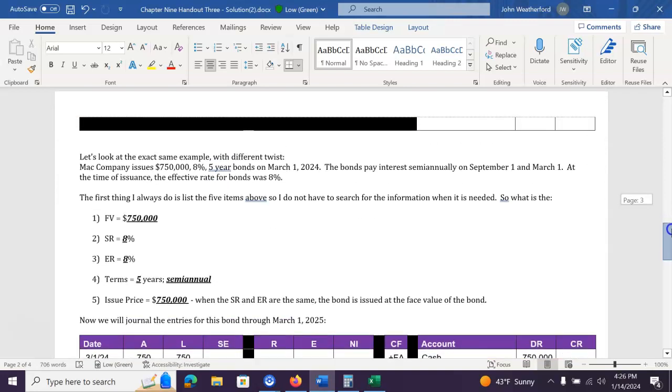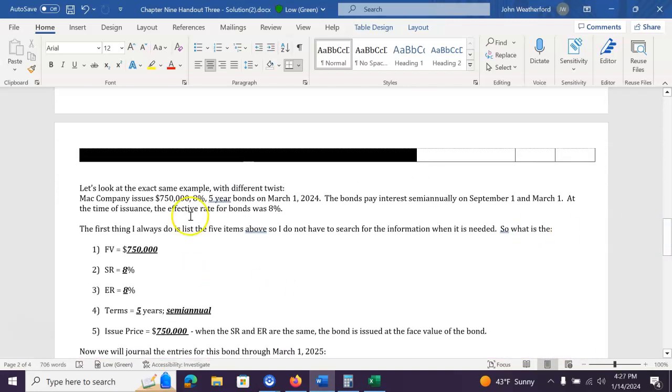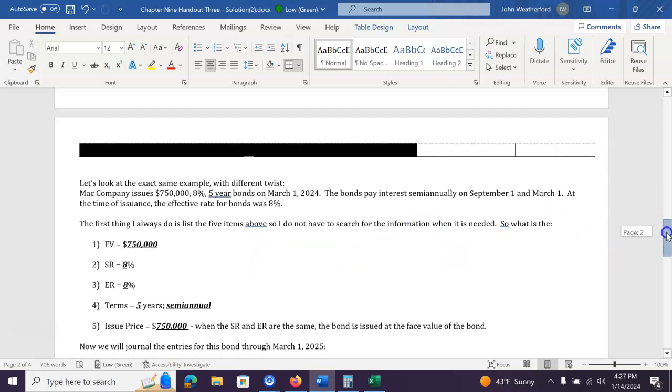All right, so now let's go to another example here. Same example with a different twist. They issue the bonds on March 1st, 2024. The bonds pay interest semi-annually on September 1st and March 1st. Well, this time our interest payment period is going to carry over the financial statement date. So that'll end up requiring an adjusting journal entry, which will really be our only difference here. So let's make the journal entries for these bonds. There's really no calculations for us to do this time because it's the same as the last example.